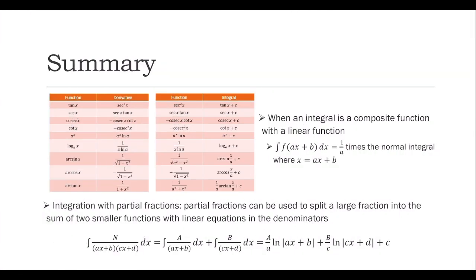So in summary, we have a table of derivatives to memorize and a table of integrals to memorize. When an integral is a composite function with a linear function, like if you have the integral of f of (ax plus b) dx, your integral is going to be 1 over a times the normal integral where you're putting in ax plus b for your x value. For integration with partial fractions, your partial fractions can be used to split a large fraction into the sum of 2 smaller fractions with a linear equation in the denominators. So this shows how that would be done.